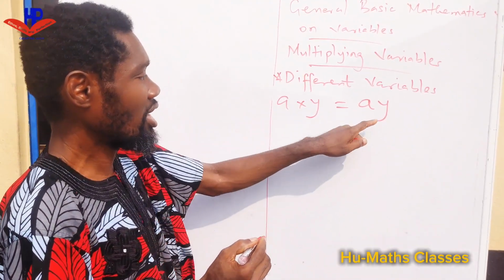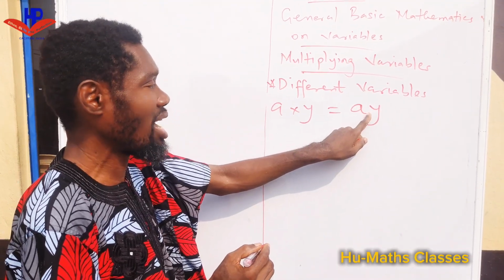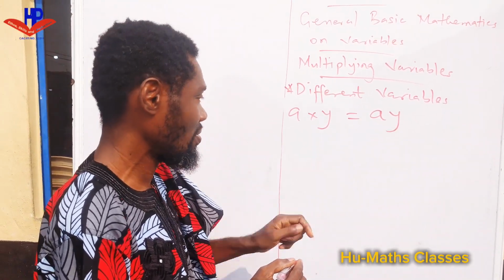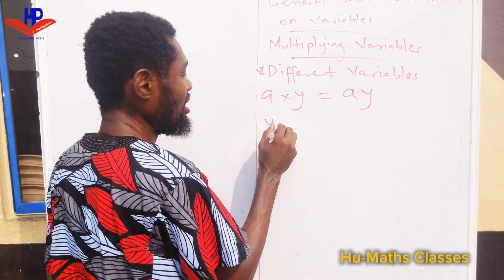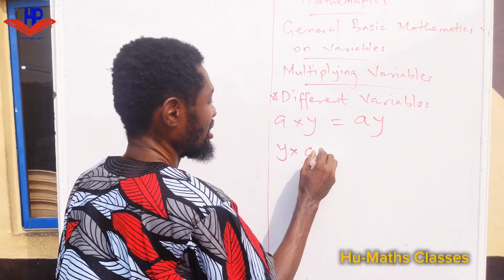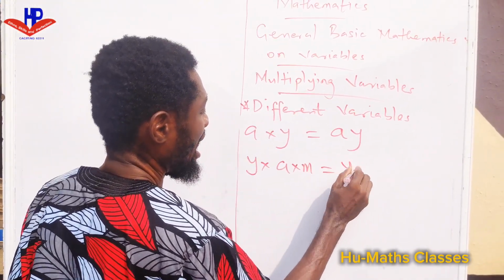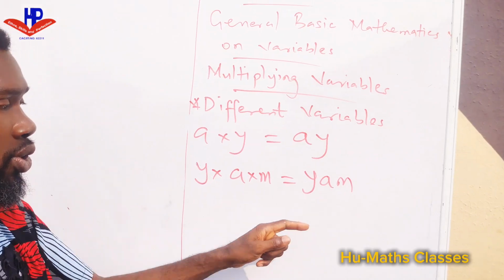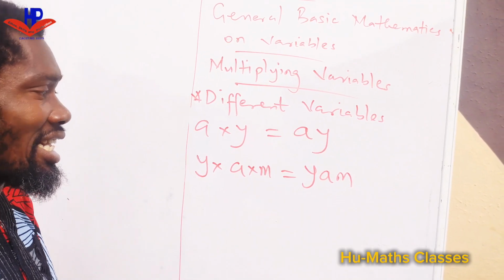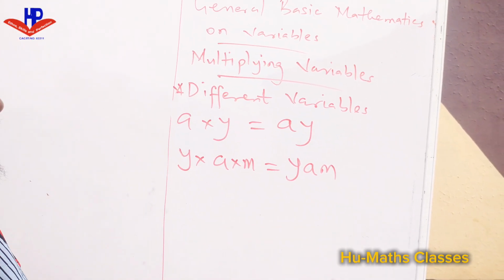You can see there's no more times here, but there's a times, I just will not write it for you to see. It is called AY. Y times A times M. It is YAM. Whatever name you want to call that, that is the answer. YAM. So our answer is YAM.